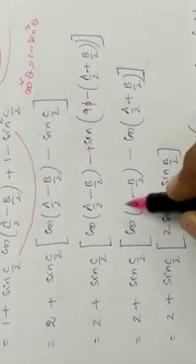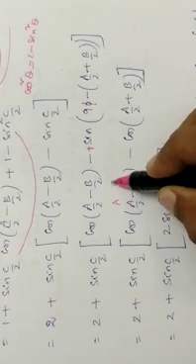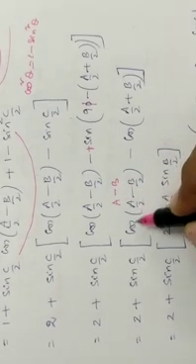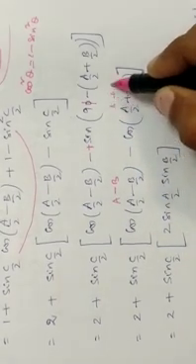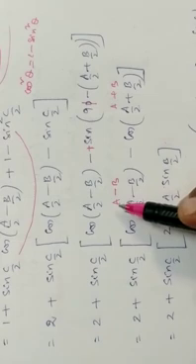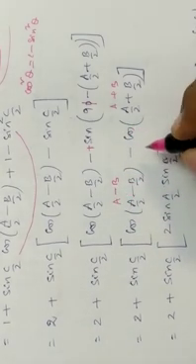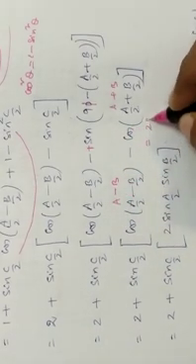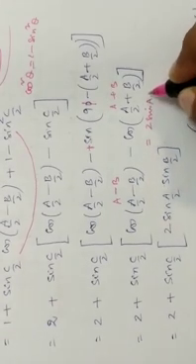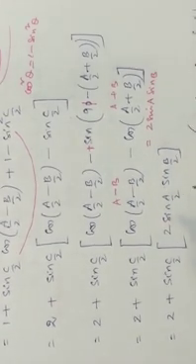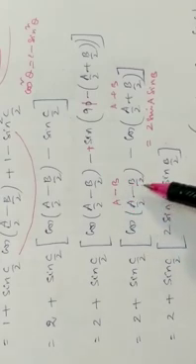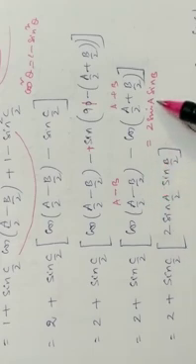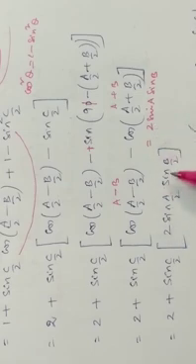Direct formula. Treat this as A, this as B. So, it seems to be cos A minus B minus cos A plus B. What is the formula? Cos A minus B minus cos A plus B. The formula is 2 sin A sin B. What is A? A means A by 2, B means B by 2. So here I have to write A by 2, B by 2. So this becomes 2 sin A by 2 sin B by 2.